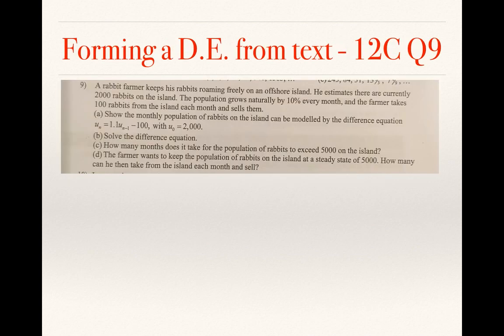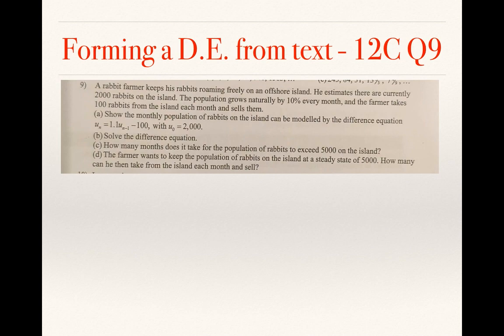So question 9 in 12c: a farmer keeps his rabbits roaming freely on an offshore island. He estimates that there are currently 2,000 rabbits on the island. Now that's an initial value, so that's going to be my u of 0 or my u of 1. It doesn't actually relate so much to the difference equation as yet, in so much that it refers to the starting value of the population. So let's look at the next part.